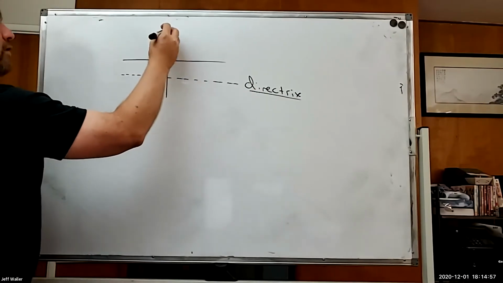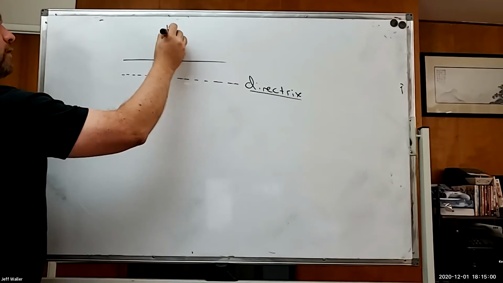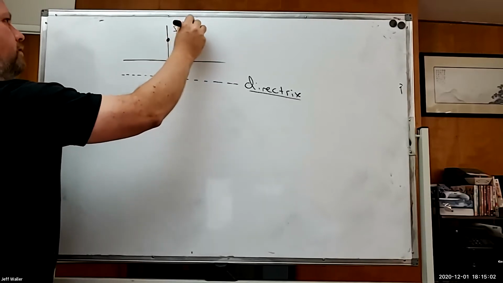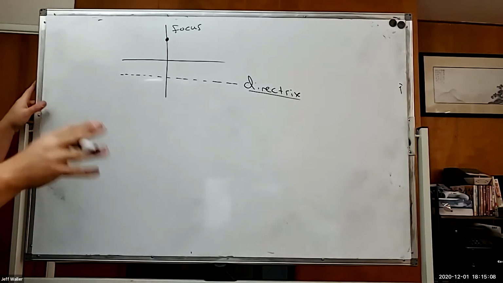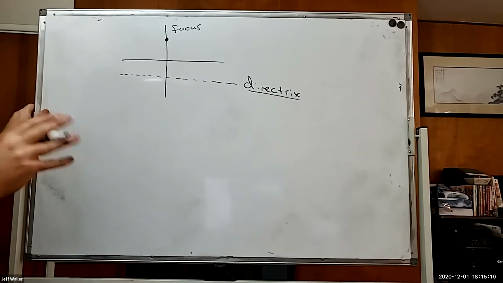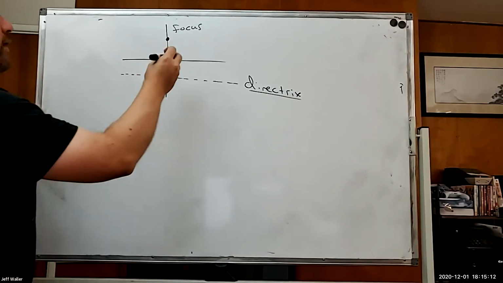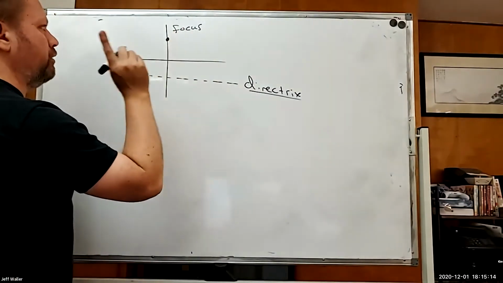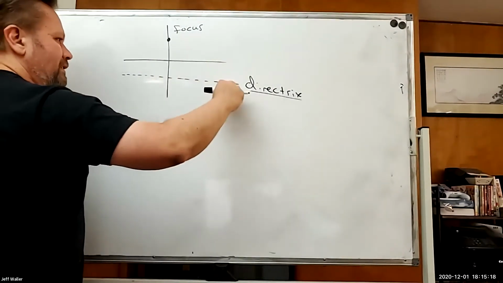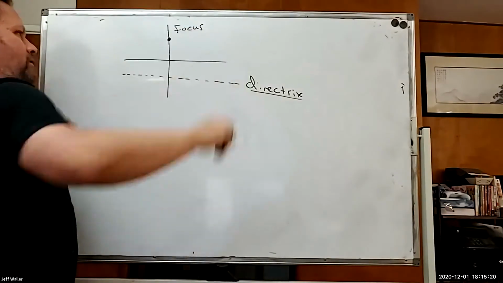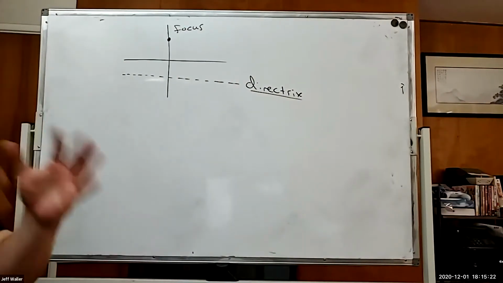And you have another point called the focus. Okay, that's good. I can handle that. So the really odd definition of a parabola that you never hear until you get to this point is that it's the collection of all the points that are equidistant from this line and this point. What?